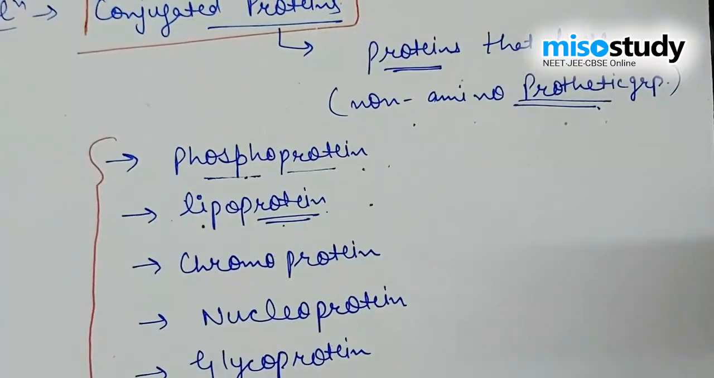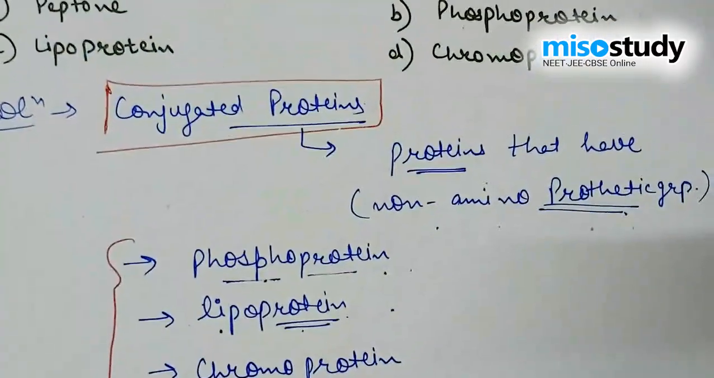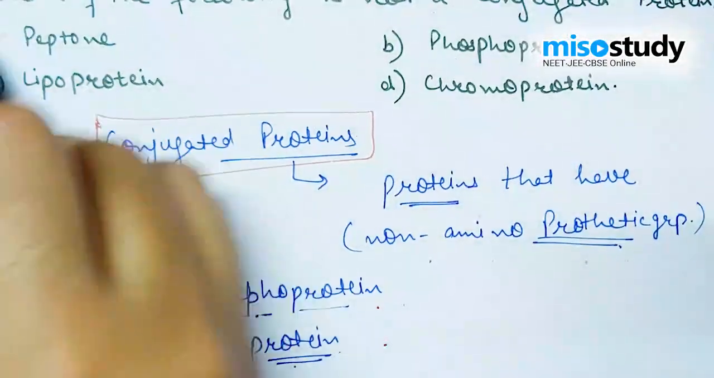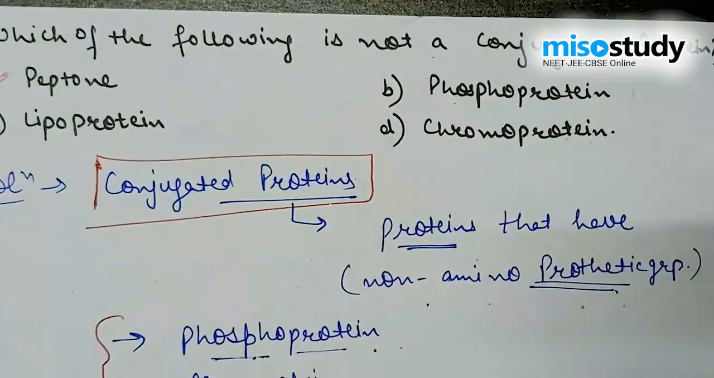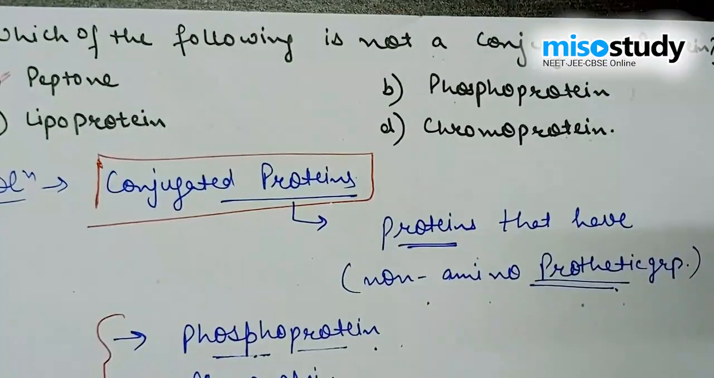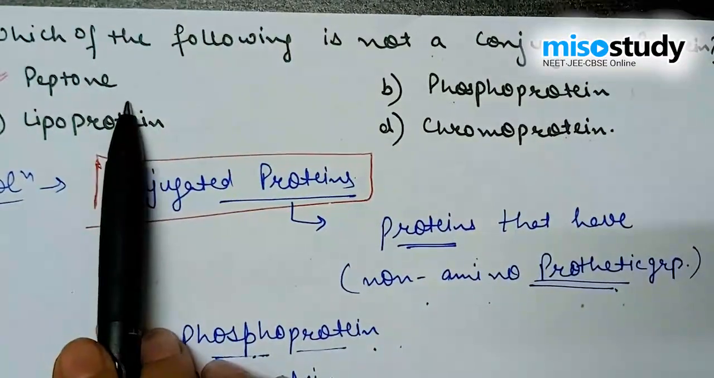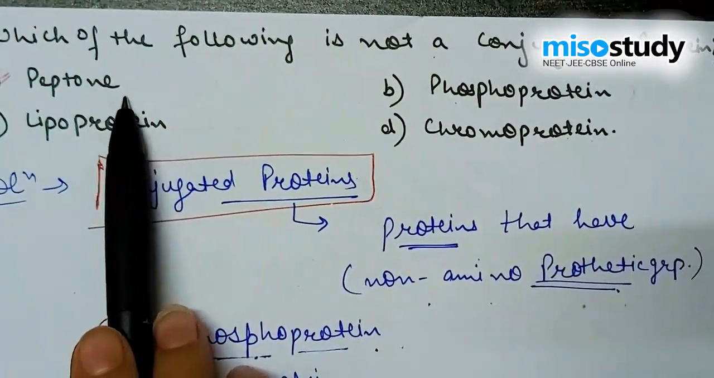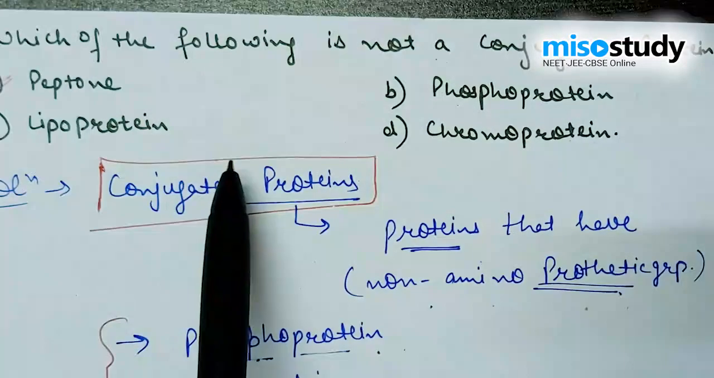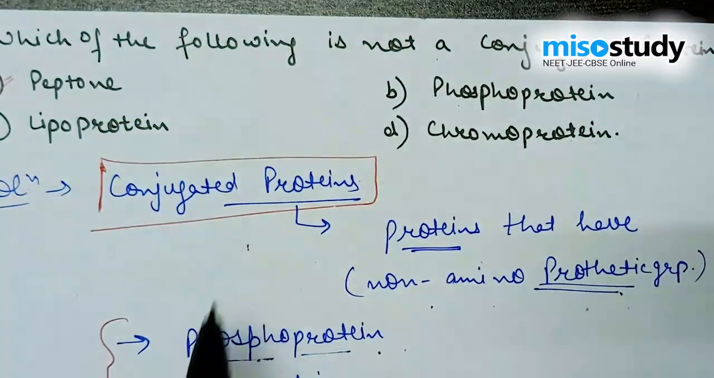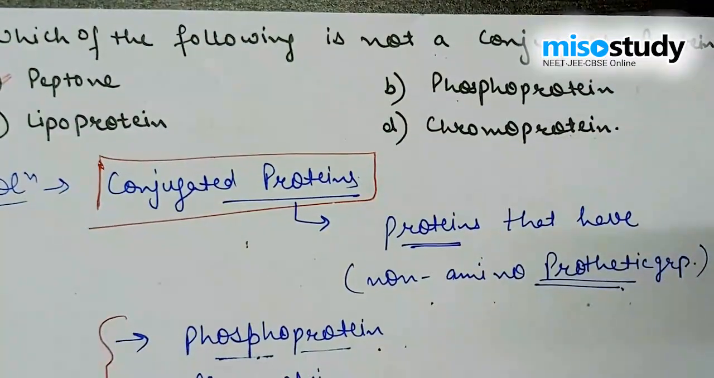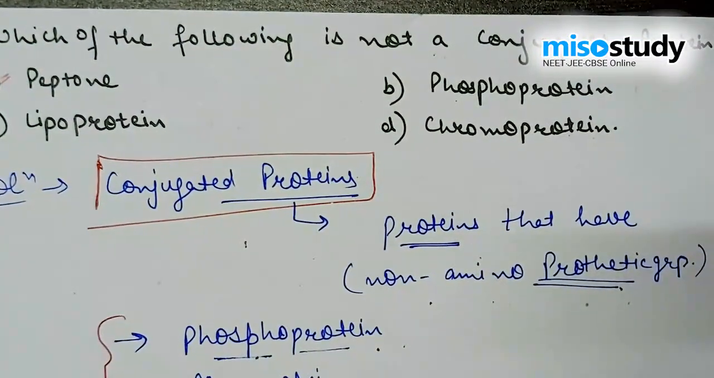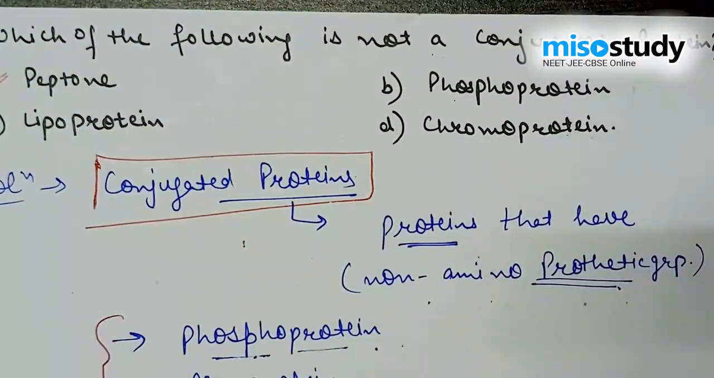So according to the discussion, the right answer for the question is peptone, because our question asks which of the following is not a conjugated protein, and peptone is a derived protein. The rest of the three are conjugated proteins, as discussed. So option A is the right one in this case. So this is all about the important questions from NEET biology for the chapter Biomolecules.